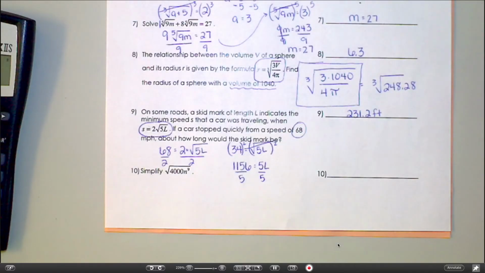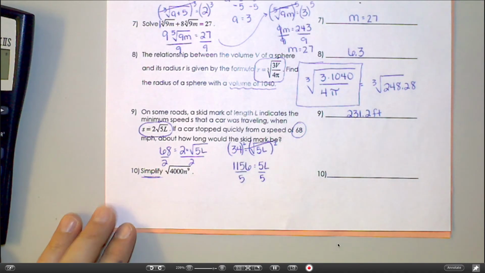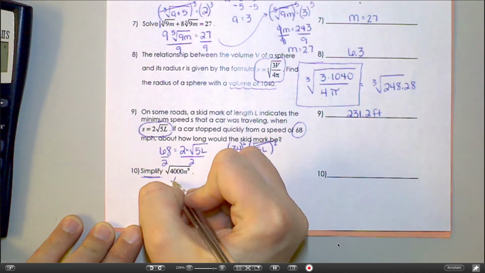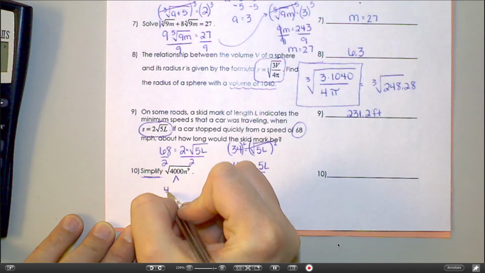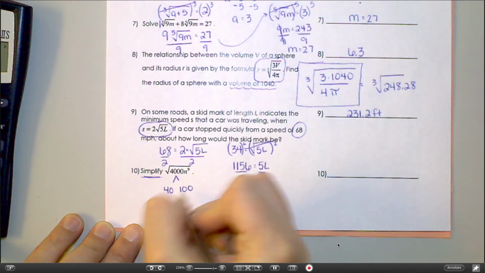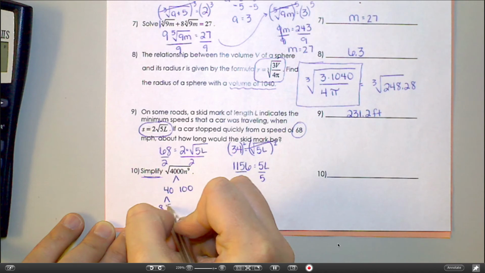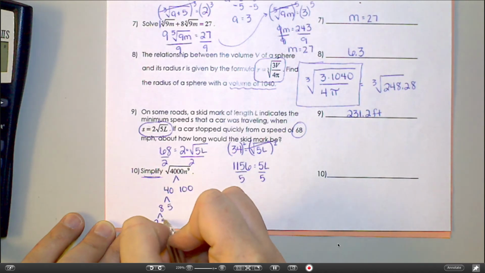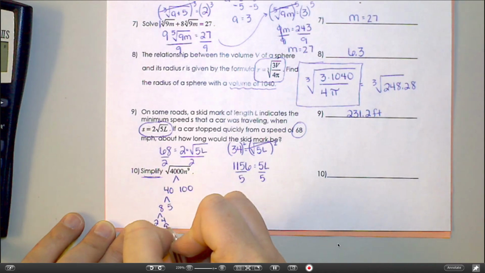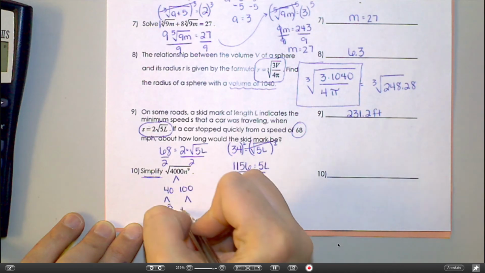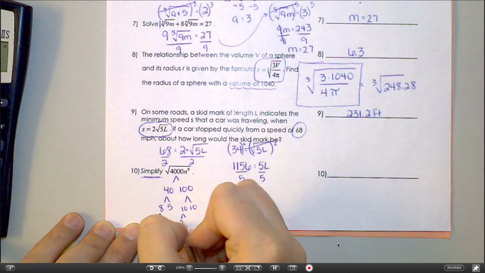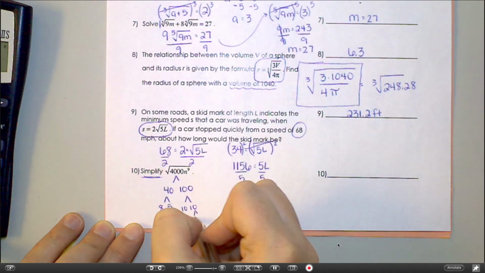All right, what's different about number 10 than numbers 1 and 2? You just simplify it. It says simplify, not evaluate. Simplify means, what do I have to make? A factor tree. Let me do this real fast. Let's do 40 and 100. So this is 8 and 5, 2 and 4, 2 and 2. 100 is 10 and 10, 2 and 5, 2 and 5.